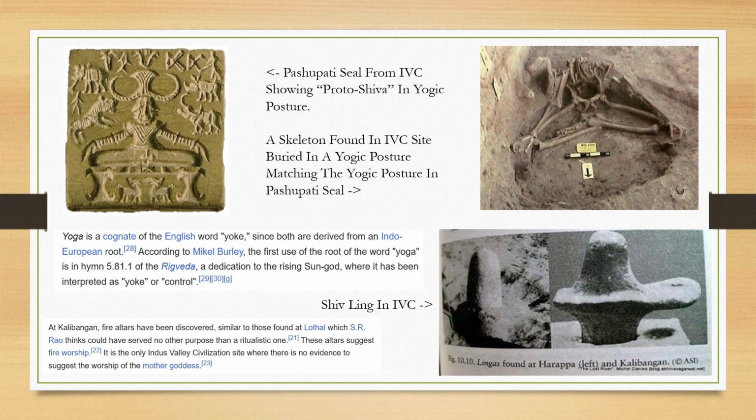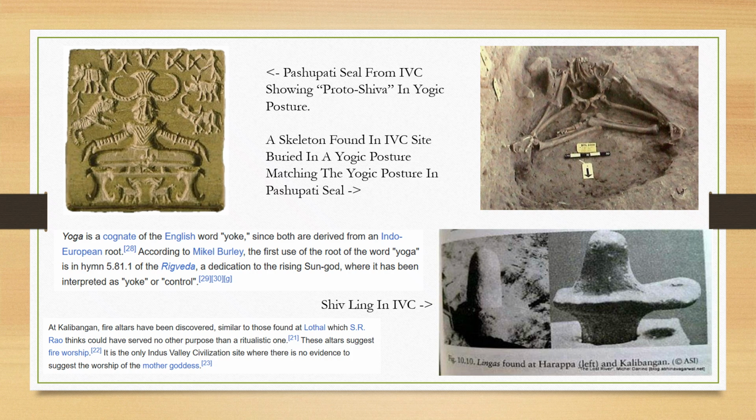Anyway, here on the left, we can see the Pashupati seal from Indus Valley civilization sites, showing Proto Shiva in a yogic posture, and on the right, we can see a skeleton found in an IVC site buried in a yogic posture, matching the yogic posture in the Pashupati seal. So we can see that yoga was being practiced in Indus Valley civilization. But where does the word yog come from? The word yog also comes from Rig Veda, and here you can see that in Rig Veda it means to control.